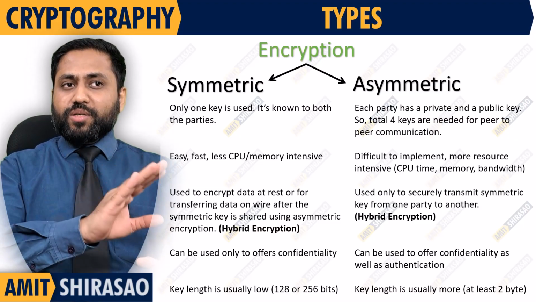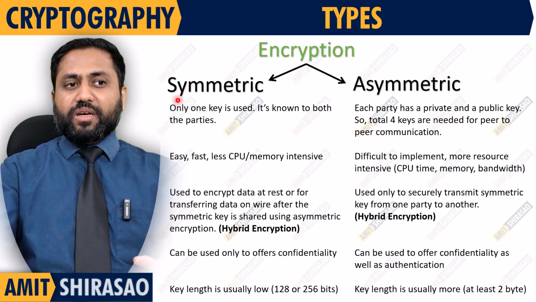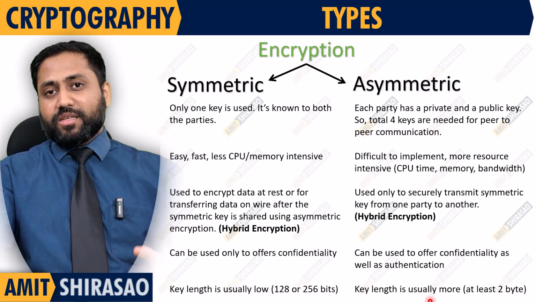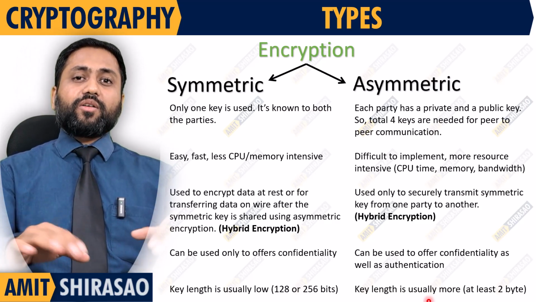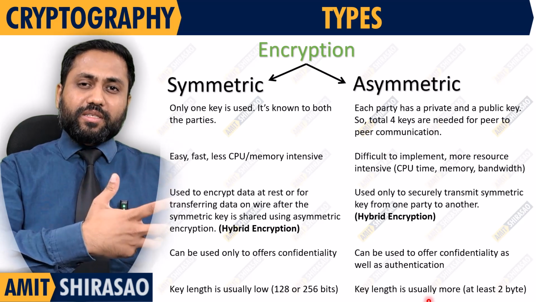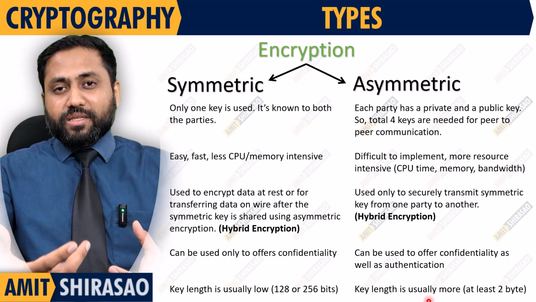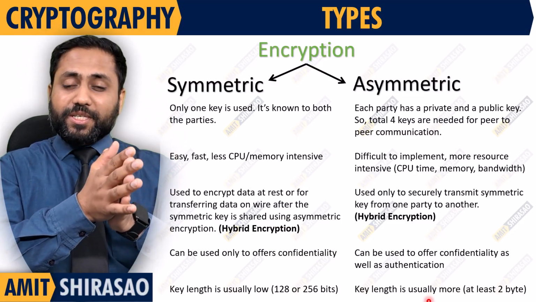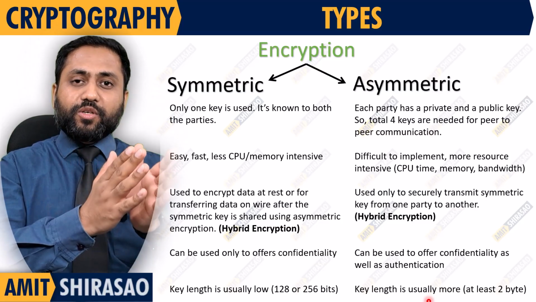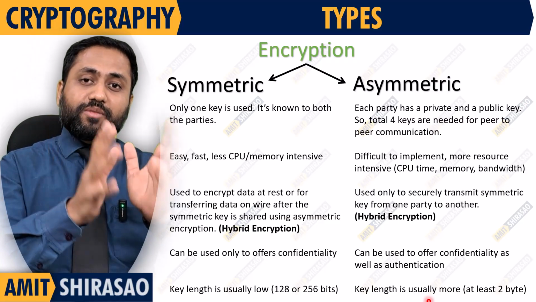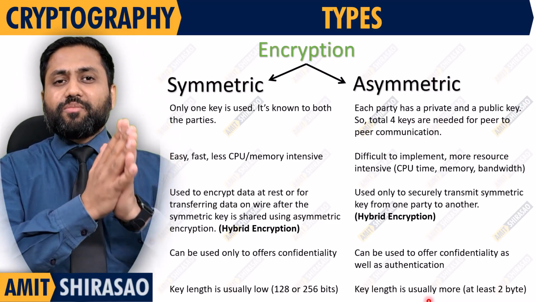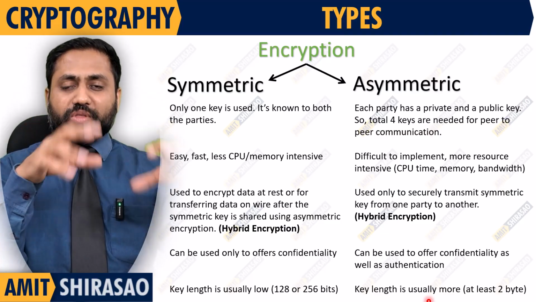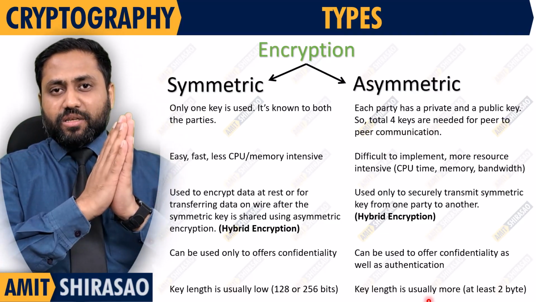Encryption is of two types, symmetric and asymmetric. As I told you earlier, the key length is low in the case of symmetric and high in the case of asymmetric. That's why the algorithm is a little simpler in symmetric and a little more complicated in asymmetric. Symmetric encryption takes less CPU time, so it is faster. It is also less memory intensive. So normally bulk data is encrypted using symmetric encryption.